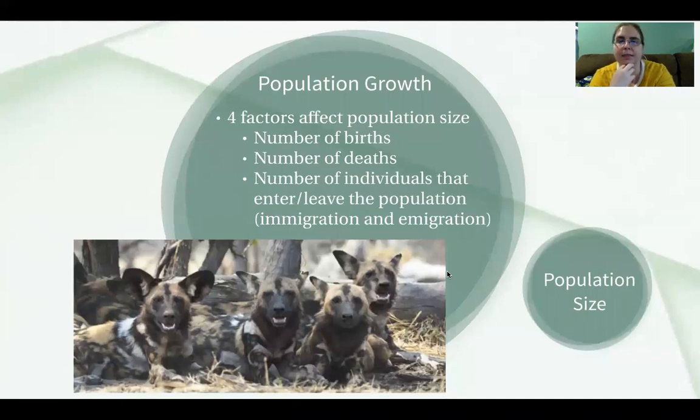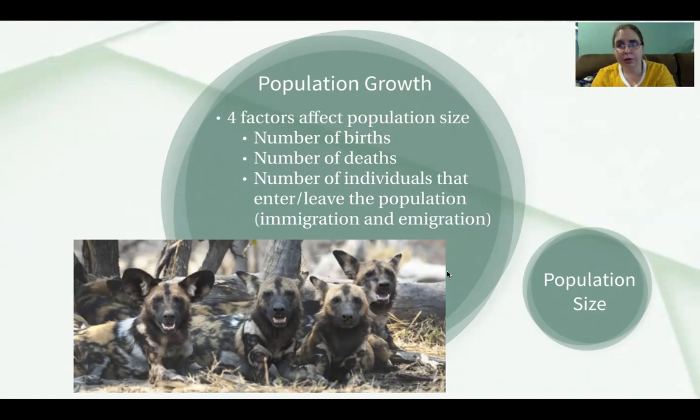Let's talk a little bit about population growth. So there are 4 factors that affect population growth. We have the number of births, so the number of individuals who are born into the population. We have the number of deaths, the number of individuals who die within the population, and the number of individuals that enter or leave the population. So in other words, the number of individuals who immigrate into the population.